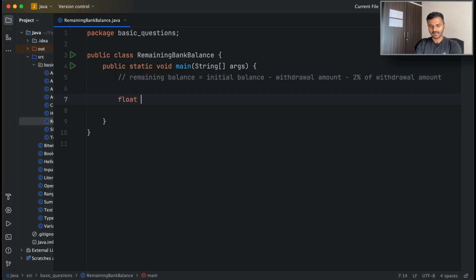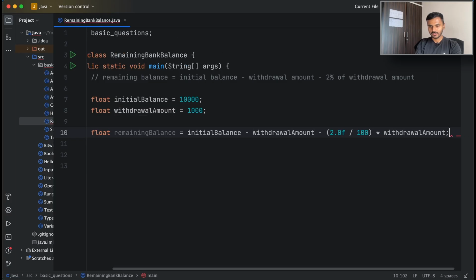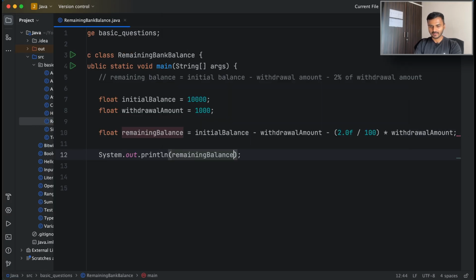So let's get started by creating two variables. The first one would be initial balance. Let's say it is 10,000. And then the withdrawal amount, which is going to be, say, 1,000. Then you need to calculate the remaining balance, which will be initial balance minus withdrawal amount minus 2% of withdrawal amount. And we know how to calculate 2% here in Java, right? What we can do is go for, say, 2.0f divided by 100, and this will be multiplied with the withdrawal amount. Now, if I print the value of remaining balance, what's going to happen?